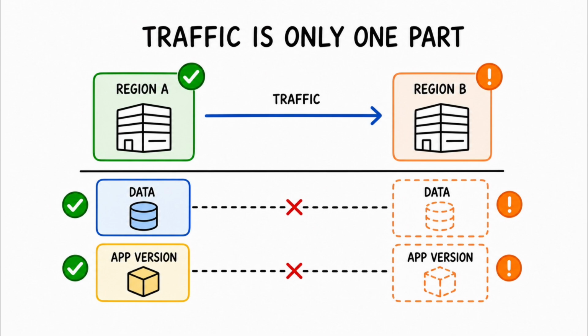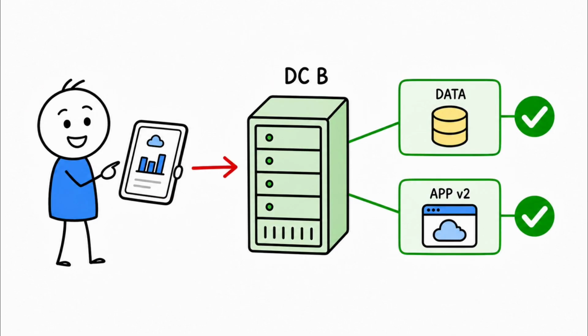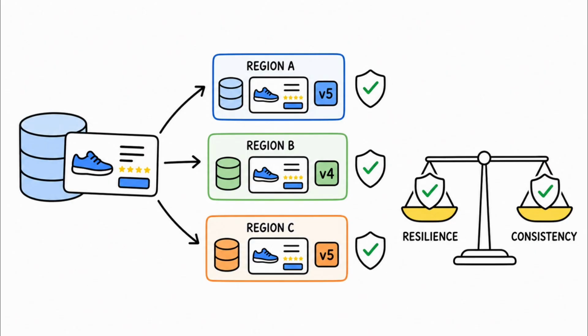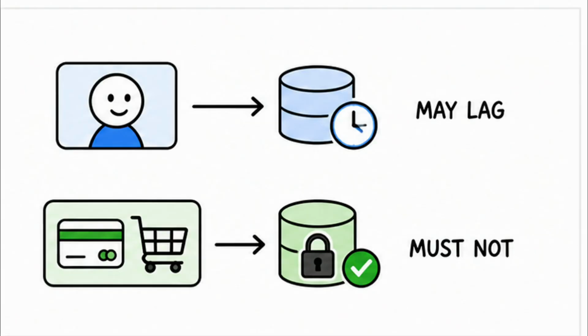However, moving traffic is only the visible part of regional failover. The healthy location also needs the user's data and compatible application versions. That requires cross-region replication, consistent deployment, and regular failover testing. More regions improve resilience, but they also make consistency harder. The system must decide which data may lag and which operations cannot.